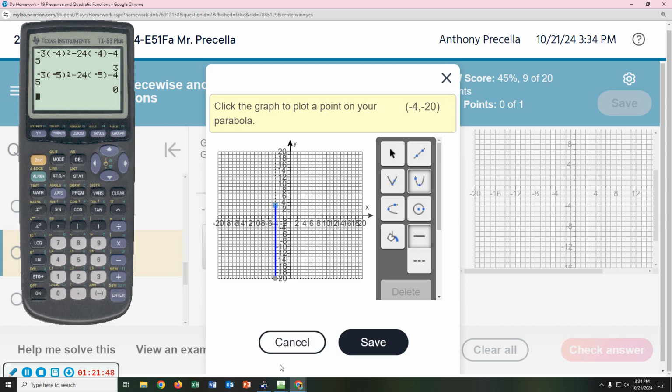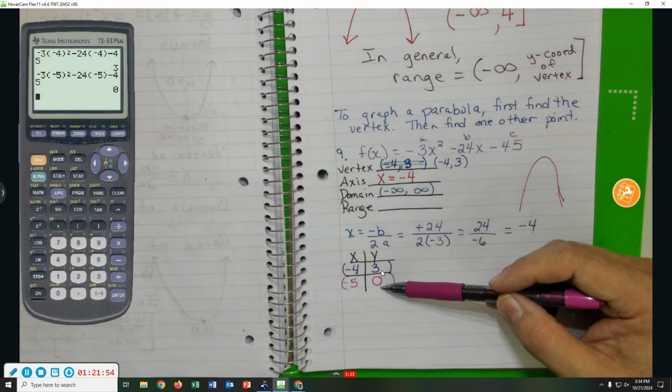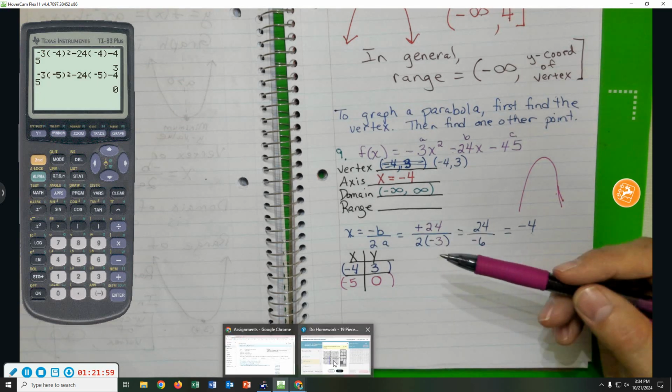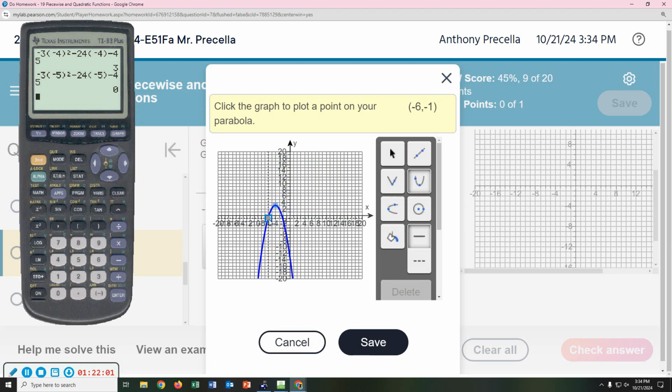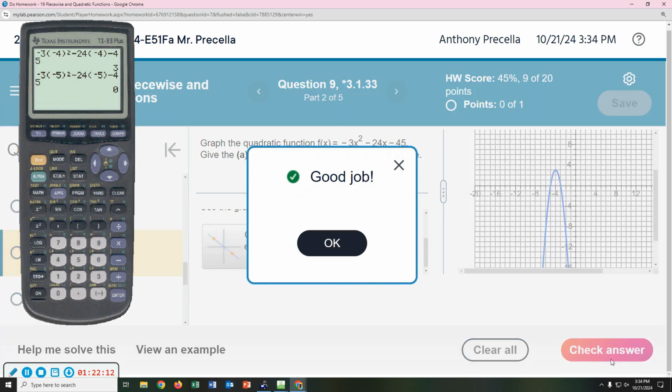Well, what was our secondary point? We plotted -4, 3. Now we need to plot -5, 0. Okay, -5, 0. Is that it? Yeah, that's it. Now it looks better over there. And check.